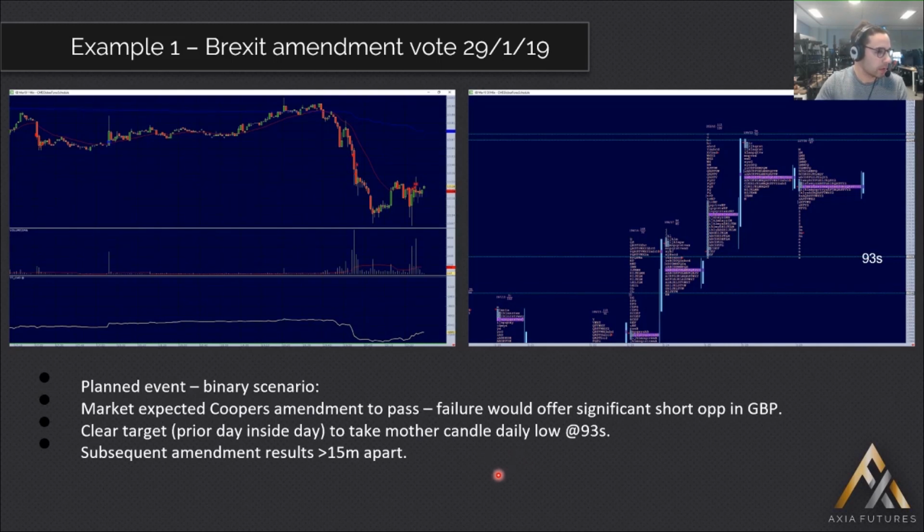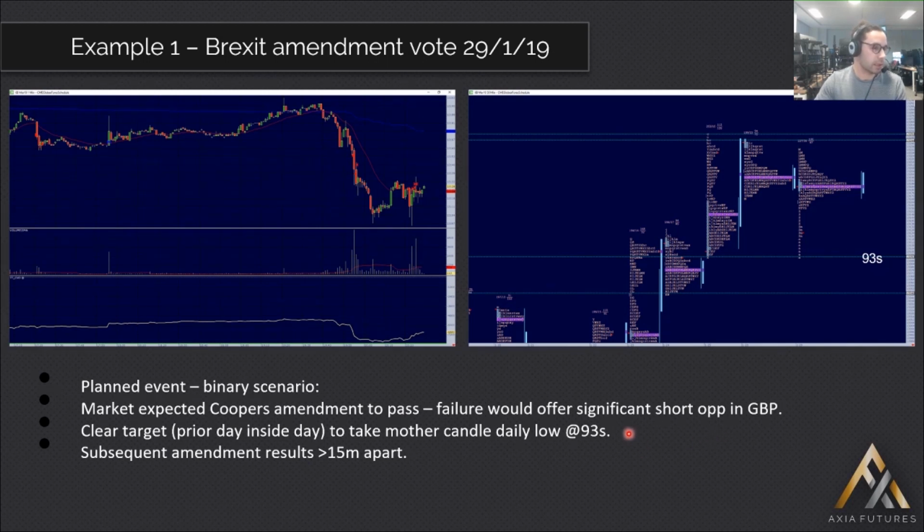And the amendment that I'm going to focus on was Cooper's amendment, which throughout the day, all the reading that we'd done and all the pricing and the odds that we'd seen on the betting sites, for instance, suggested that this was going to pass. So I was looking to execute on a very, very distinct scenario where this didn't pass. I felt that there would be a good offer in the cable, as we can see in the charts here.